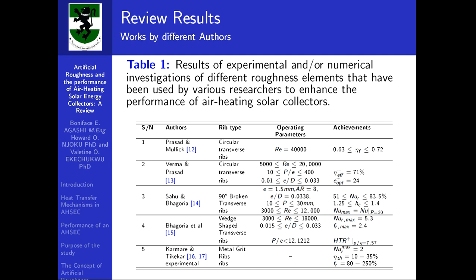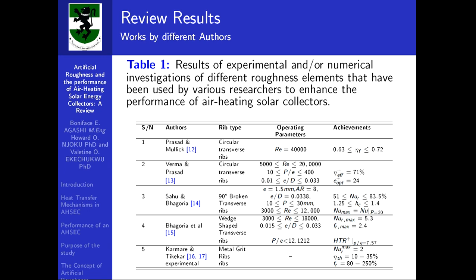For instance, Prasad and Mullick found that the thermal efficiency of the air heater can range from 0.63 to 0.72 when roughened with circular transverse rib at a Reynolds number of 40,000. Verma and Prasad found that with circular transverse rib, an optimum effective efficiency of 71% can be obtained when the Reynolds number is between 5,000 and 20,000.